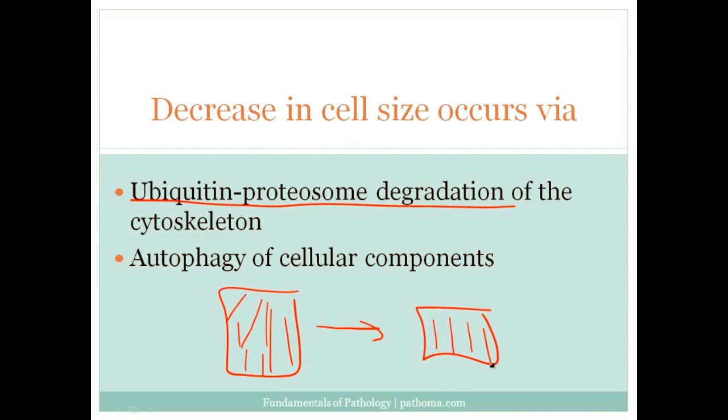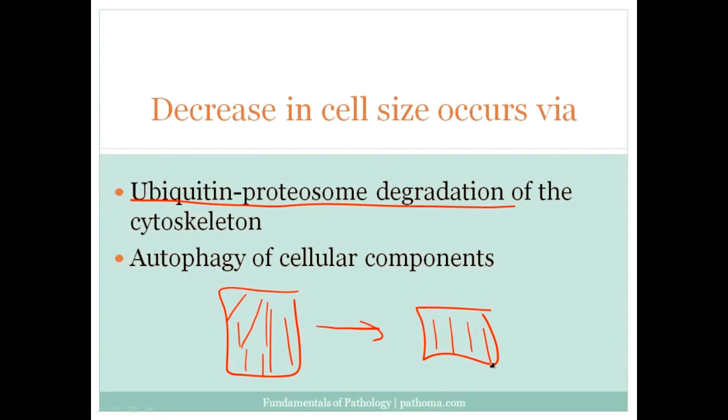Ubiquitin is a protein, I kind of think of it as a post-it note. It's a protein that gets posted onto the intermediate filaments of the cytoskeleton, and the proteasome is an organelle present within the cell that recognizes ubiquitin tagged proteins and then trashes those proteins and destroys them. And so the ubiquitin proteasome degradation pathway is a mechanism for destroying the cytoskeleton, and it's a high yield point to be aware of.